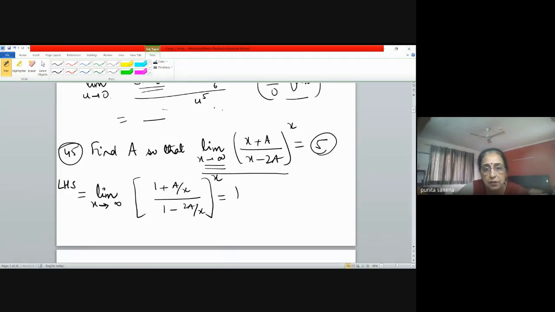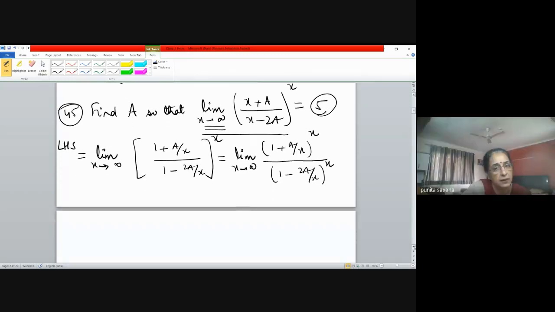Now, this further I can write as limit x tending to infinity. I can separate out the numerator from the denominator and it becomes (1 plus a by x) to the power x upon (1 minus 2a by x) to the power x. Is that right?